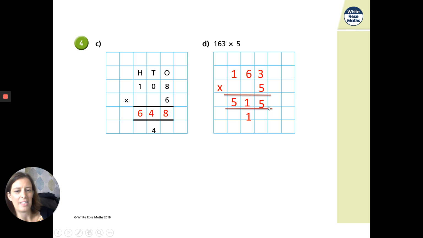Well, I think I may have made a mistake in that one. Let me just check. 5 times 3 is 15, so I put that in. 6 times 5 is 31. I have made a mistake because I've forgotten to add my 300s in exchange there, so it should be 815. I'm very sorry for that little mistake there. I hope you got that right, much better than me. I forgot to put my exchange here. Well done if you spotted it.